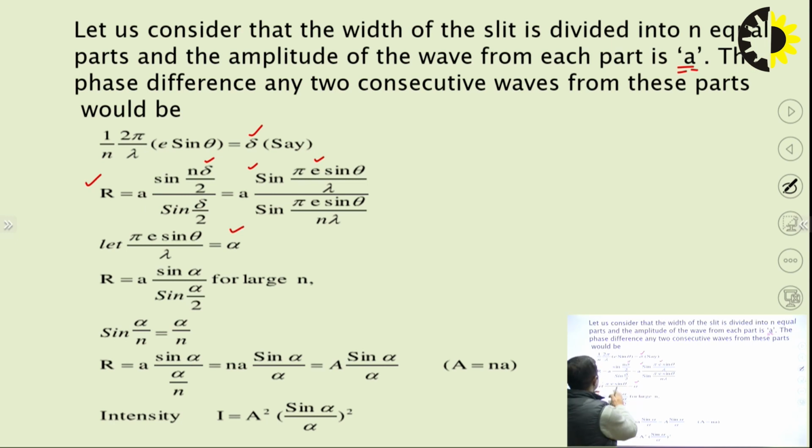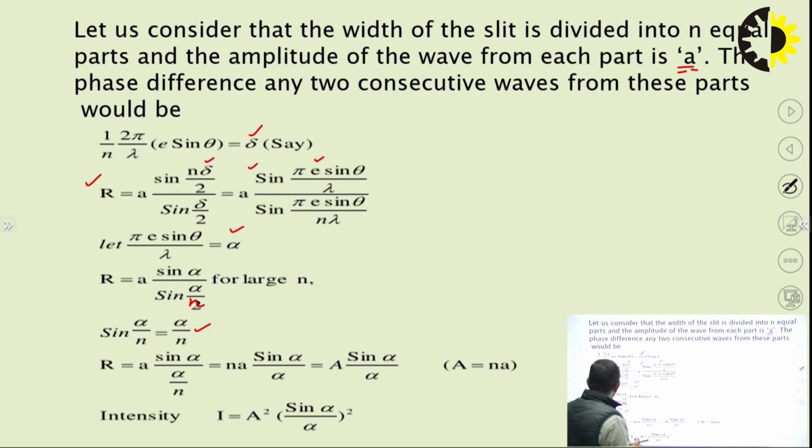So alpha represents pi e sin theta by lambda. That means the value of R now becomes A sin alpha upon sin alpha by n. Now because n is very large, as we have divided that slit into a large number of parts, sin alpha by n tends to alpha by n, because we know that if theta is very small, then sin theta tends to theta.